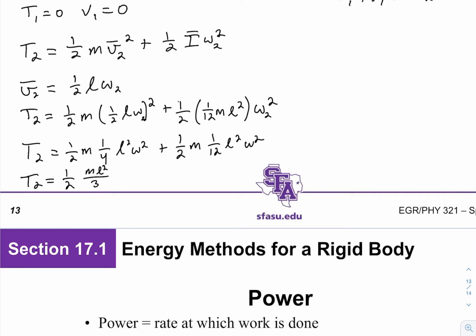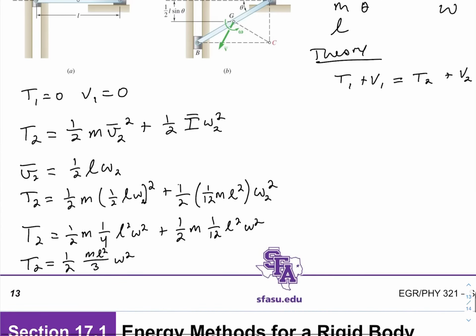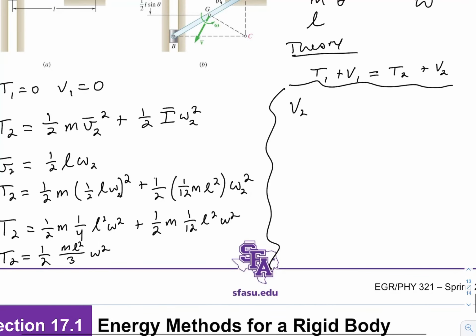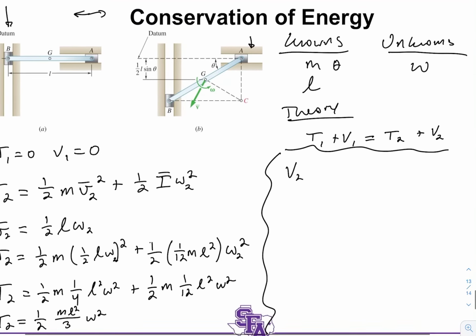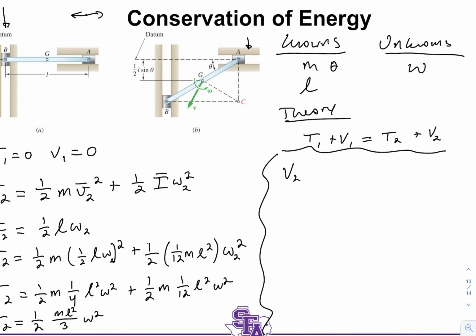So we can combine these two to say that my kinetic energy in the second case is going to be 1/2, and then we can say it's really just 1/3. So 1/4 plus 1/12 is 1/3. That's equal to this m L squared over 3 multiplied by omega squared. So that's kinetic energy at my second state here. And then lastly, if I'm continuing on the analysis, I have to consider what my potential energy at state 2 is.